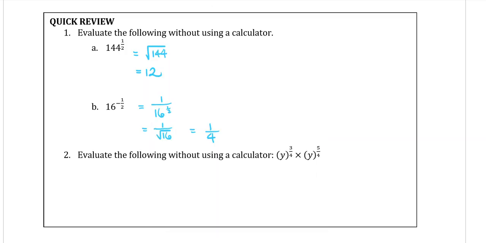Question 2, evaluate the following without using a calculator. So the brackets that are there are not really important. They're just around the y's, but it would be y to the power of 3 over 4 times y to the power of 5 over 4. When you're multiplying things with the same bases, you add the powers. So 3 over 4 plus 5 over 4, 3 plus 5 is 8 over 4, but 8 divided by 4 is just 2, so that's y squared.